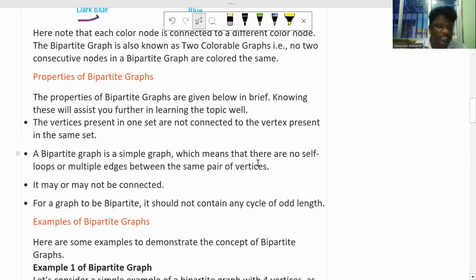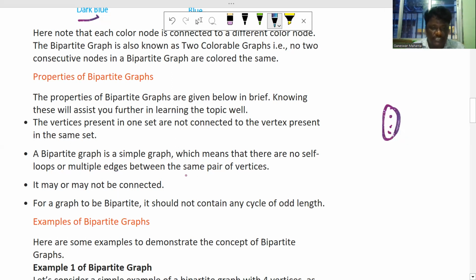Again, some properties of bipartite graphs. The properties of bipartite graphs are given below. In brief, knowing these will assist you further in learning the topic well. The vertices present in one set are not connected to vertices present in the same set. That is one property.